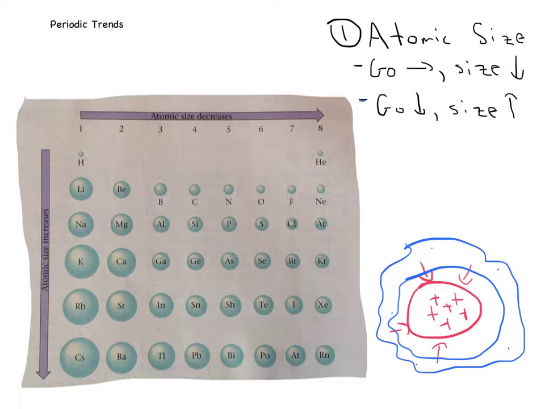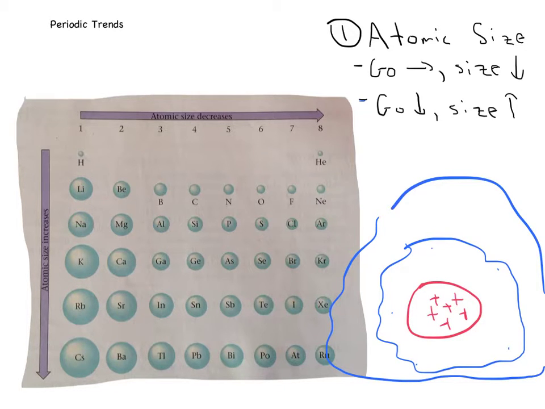And the reason is because as you go down each time you go down a row, like say Na to K, now you're adding another energy level. So as we go down a row, we add an energy level. The atom obviously will get much bigger. And that's why we have this size trend.